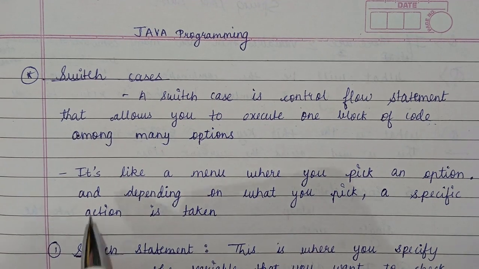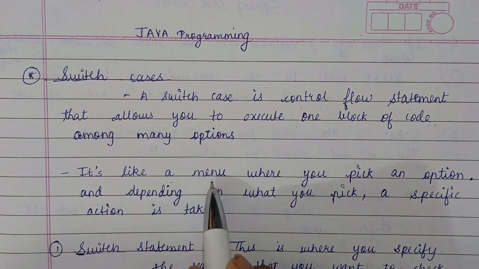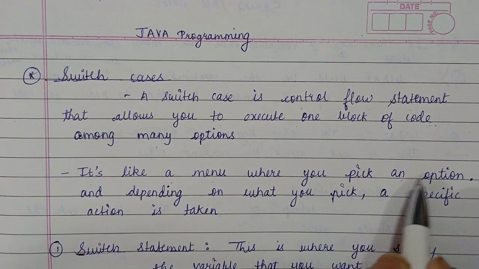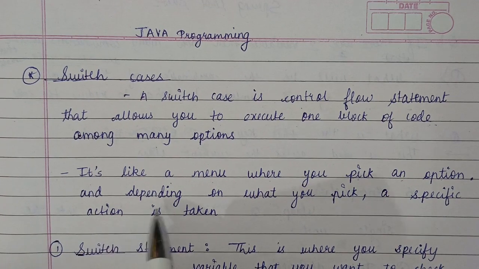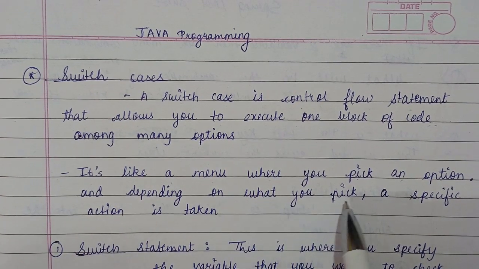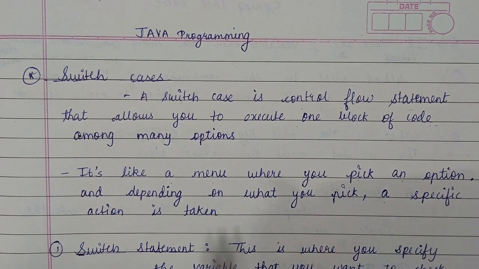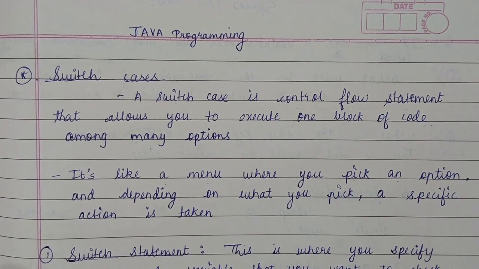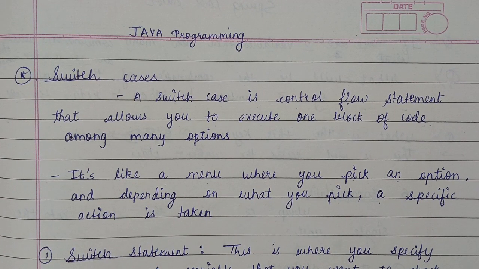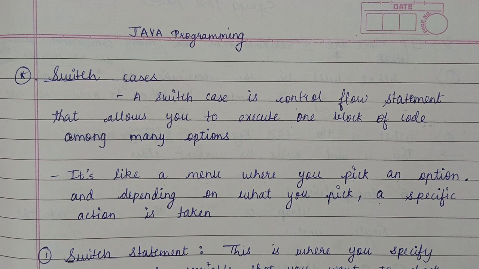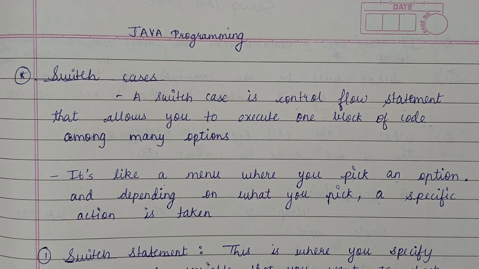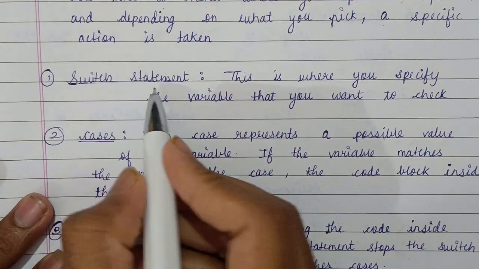So it's like a menu where you pick an option, and depending on what you pick, a specific action is taken. Let's say you pick a dosa or anything, then the waiter will give you only that amount of food. Switch statements.